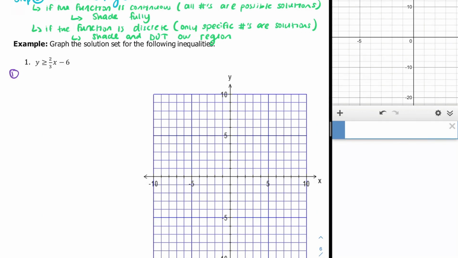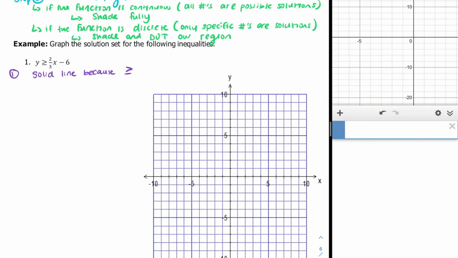Our first step is to determine whether we're drawing this boundary line as a dashed or a solid line. We can see that we have the inequality, which is greater than or equal to. And since it's greater than or equal to, that's going to give us a solid line, because of that equal portion of our inequality, because there's that equal at the bottom. Okay. And let me get my ruler here.